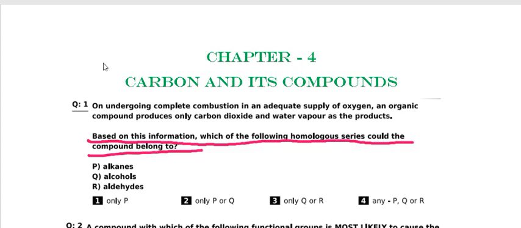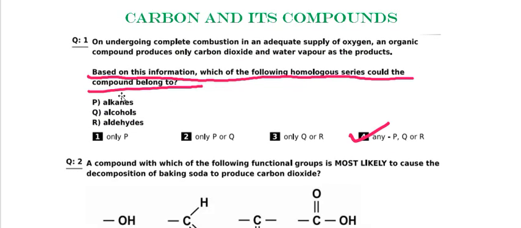Can you guess? I will go with 4. Any P, Q or R, and any one of the three P, Q, R will be the compound that belongs to this homologous series. Now, next question, number 2 on your screen.